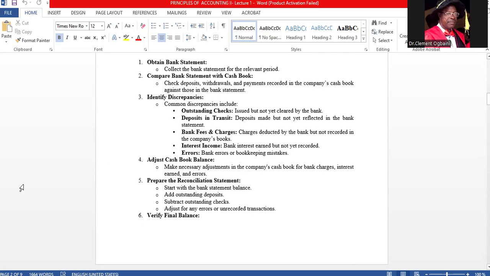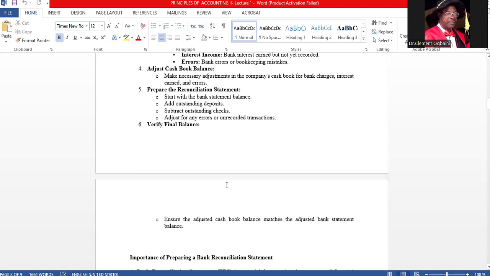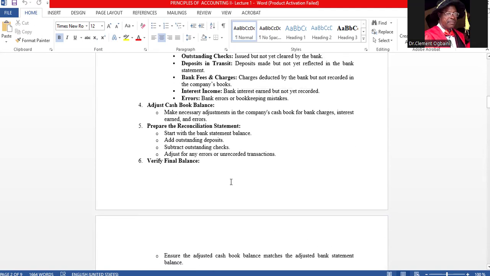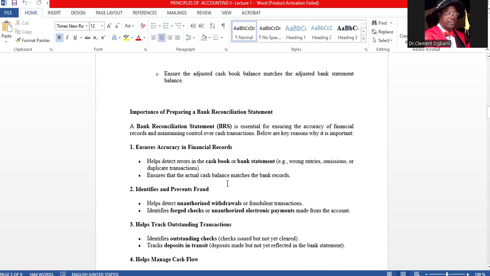First of all, you have to adjust your cash book for issues like bank charges and errors made. If there's an error, you correct the error. You adjust your cash book first before you can look at issues of maybe unpresented checks and uncredited checks. Then at the end of the day, if everything is balanced, you will find out that your cash book balance and that of your bank account balance will be reconciled.